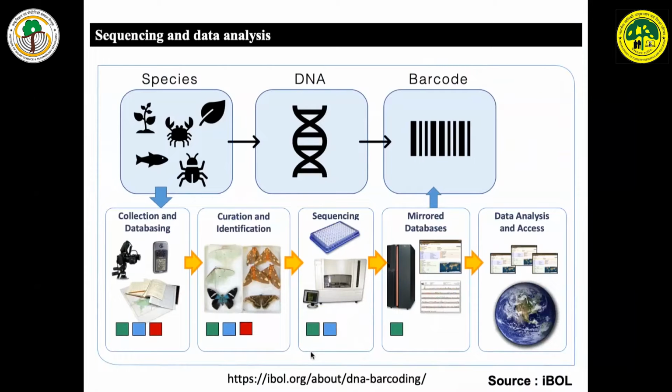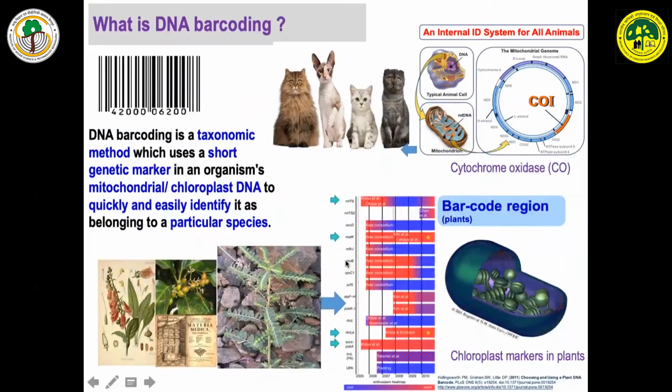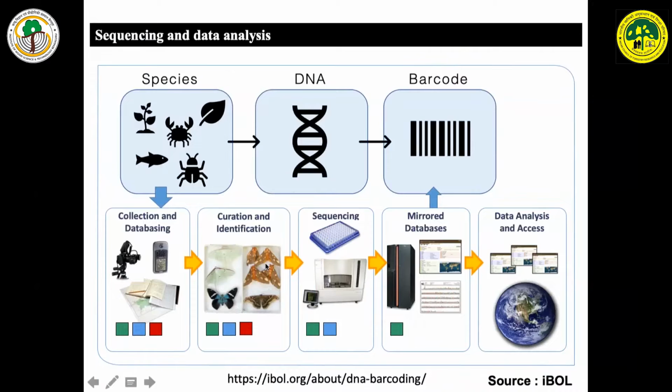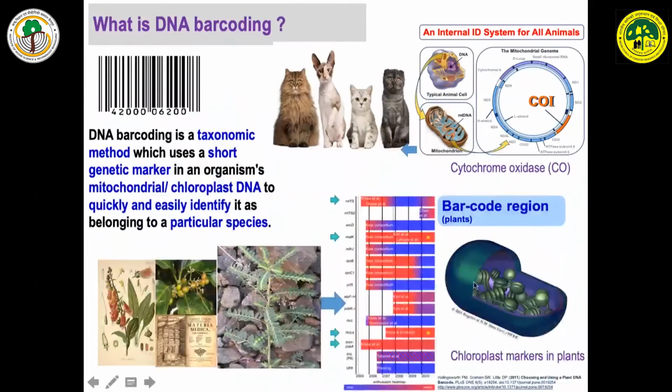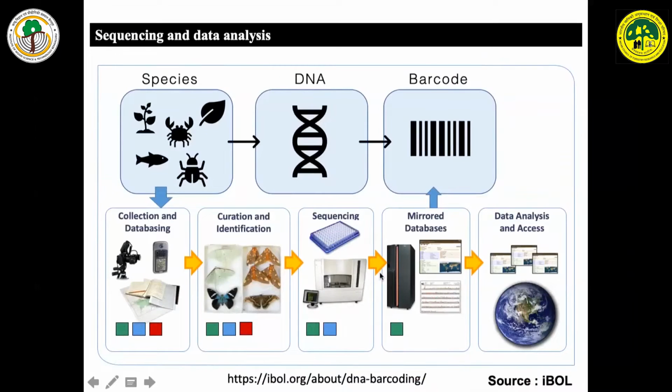So how is it done? We collect the suspected species we want to identify, extract DNA, and catalog where it was collected along with some morphological descriptions. We curate it with all the details and sequence the regions I mentioned. If it is animals, we can go for cytochrome oxidase; for plants, specifically chloroplast sequences; and for fungi, we can go for the ITS region, the internal transcribed spacer, and then sequence. And there are already databases available.